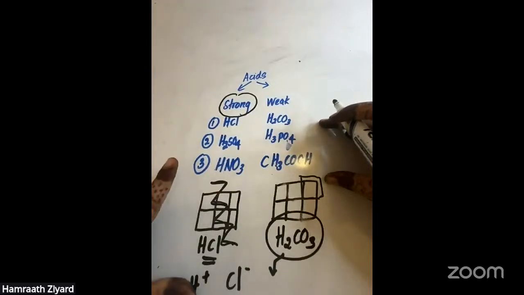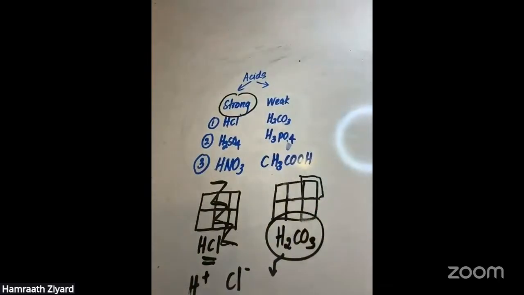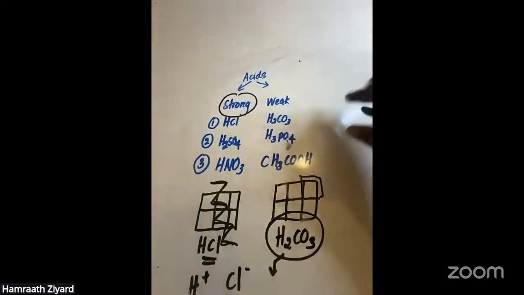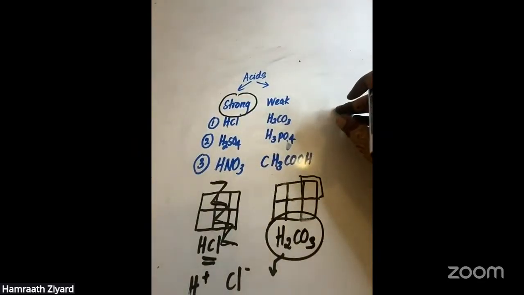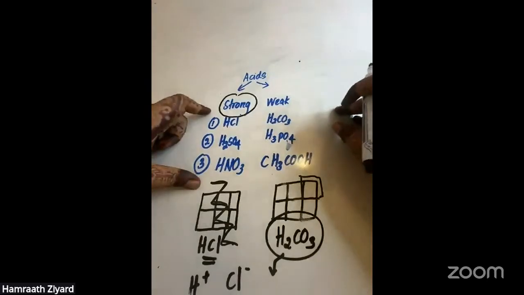They can ask you to write it in a chemical way. How are they getting ionized? How are they incompletely getting ionized? You have to show in a chemical formula how they are being ionized. I will show you, but before that, did you get the idea of what a strong acid is and what a weak acid is?